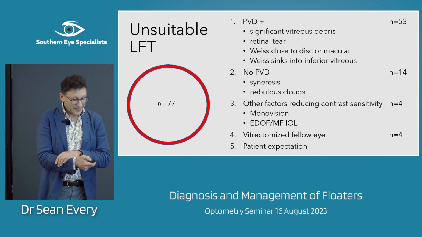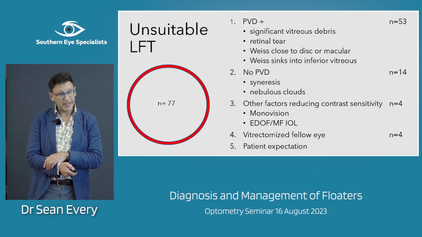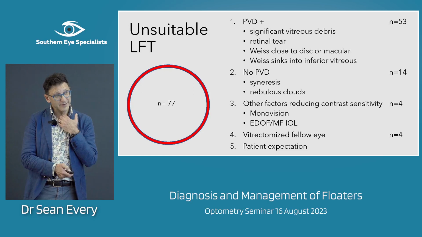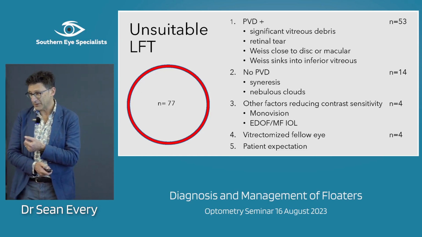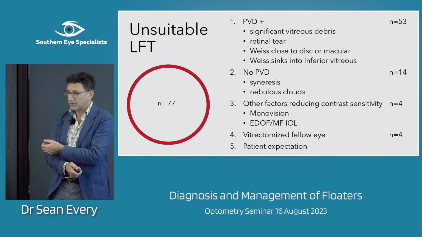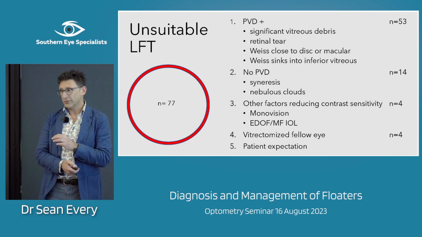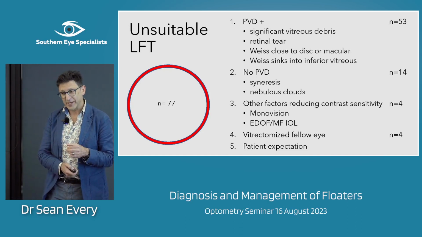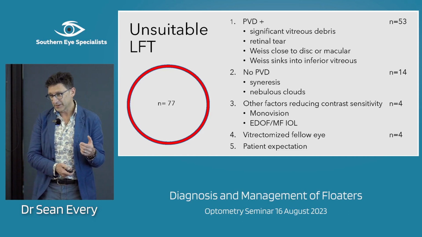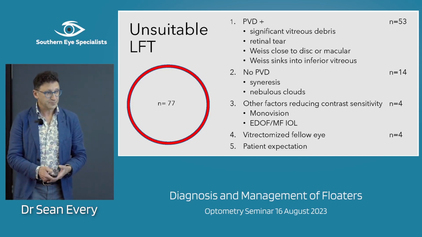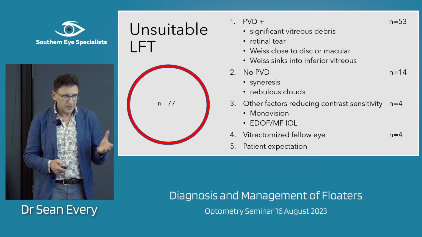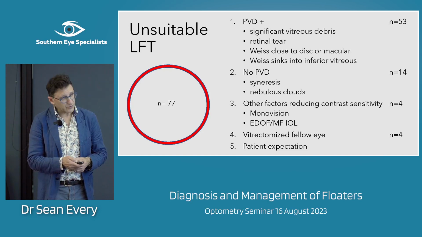And then the other group that I can't make happy with YAG vitreolysis is if they've had a vitrectomy in their fellow eye. Because if they've had a vitrectomy in their fellow eye, they've got true optical clarity, okay? And you can't compete with that by lasering a floater. And then, of course, you're just trying to manage the expectations as well.